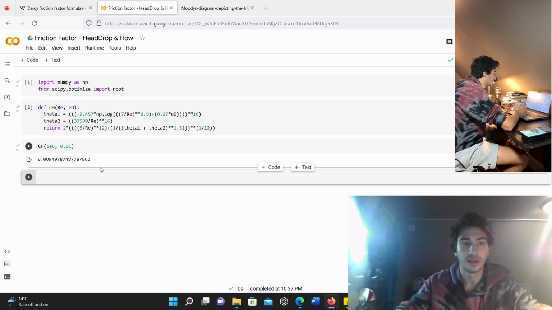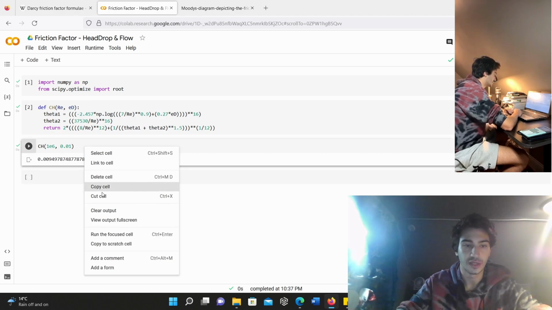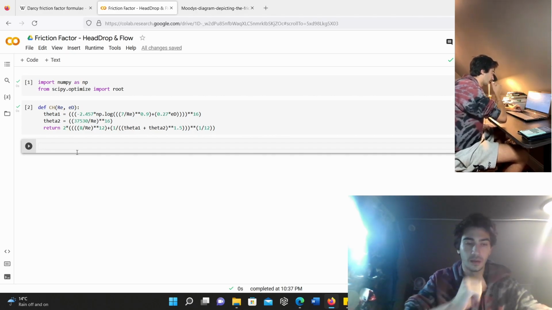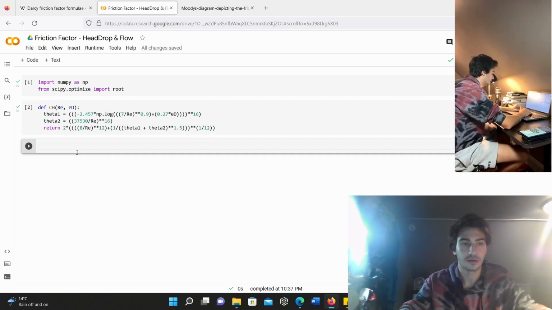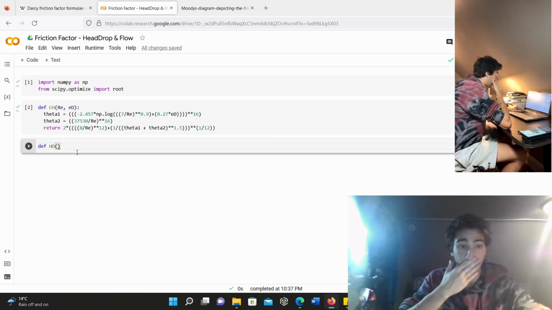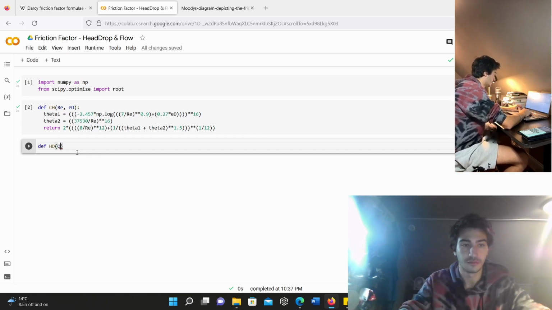So we can go ahead and then use this Churchill equation to plug in for our drop head, right? So let's go ahead and create a new function, and we're going to call it HD for head drop, nice and simple. What we're going to have in here are 4 different variables: the flow rate, the length of the pipe, the diameter, and then the roughness.